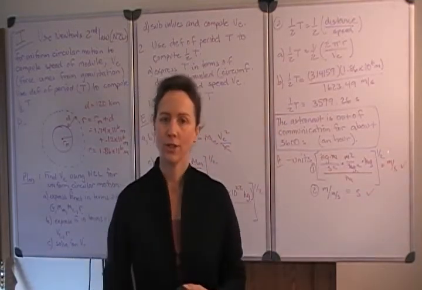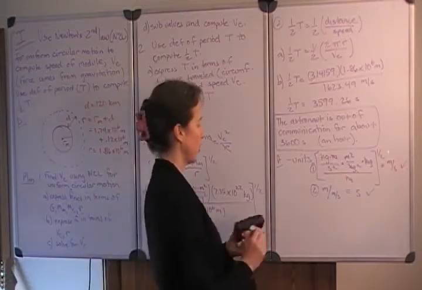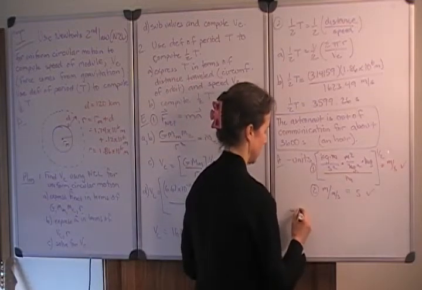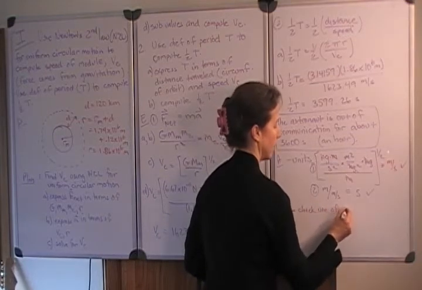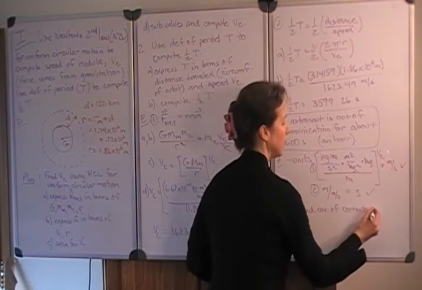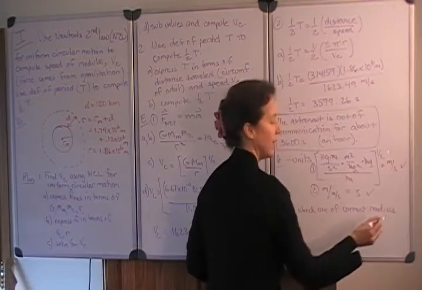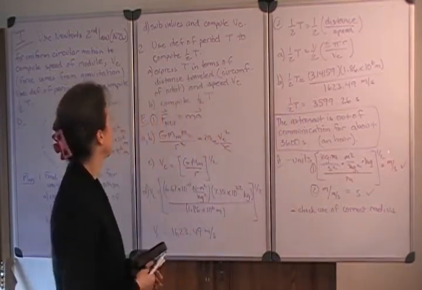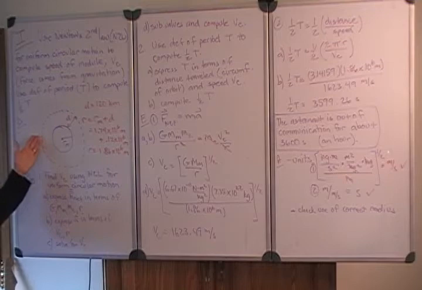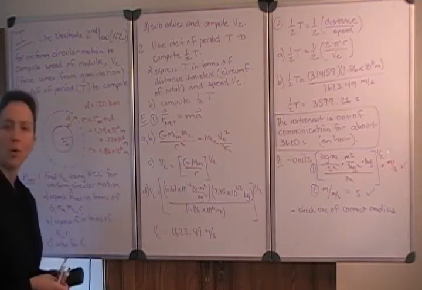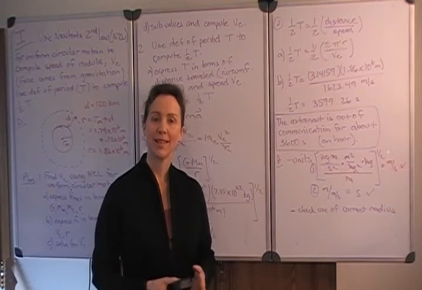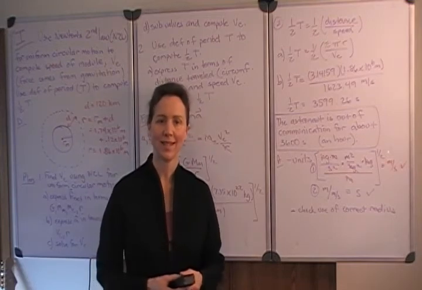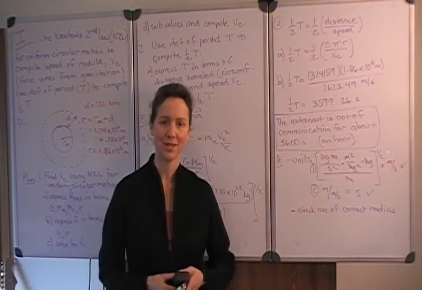The next thing that you'd want to do is to make sure that you used the correct radius. In this type of problem, that's an easy thing to make a mistake. And so you want to double check that you did indeed use the radius that is appropriate for this problem. So by checking your units and double checking the values you substituted for the quantities, you can develop confidence that your answer is correct.